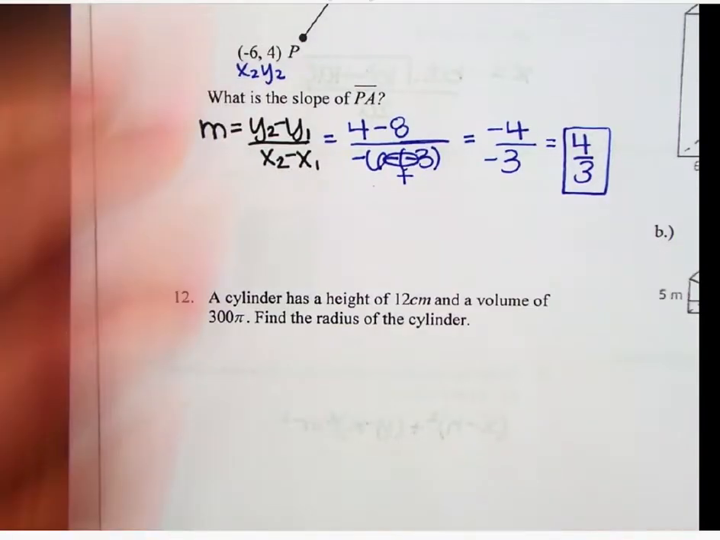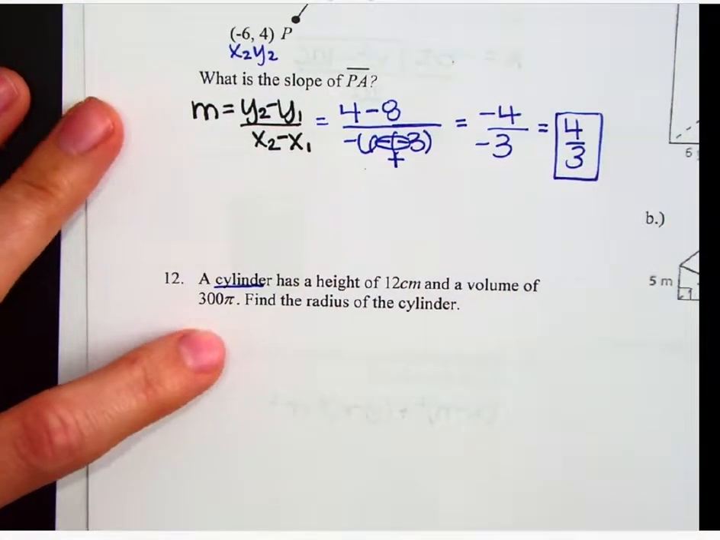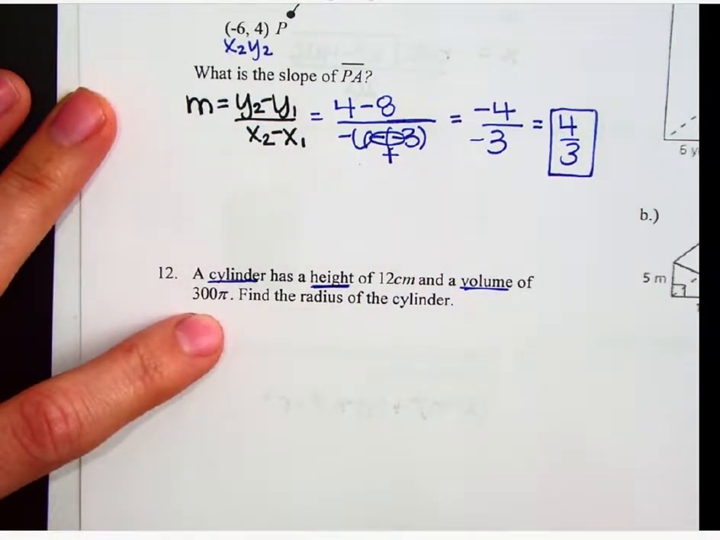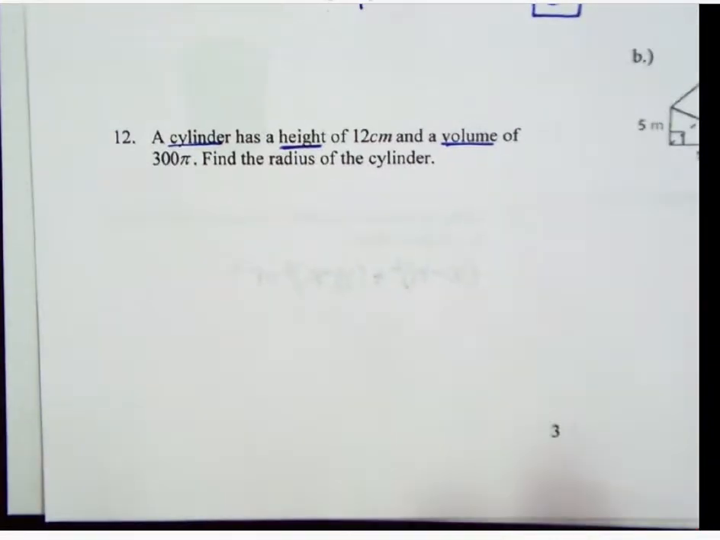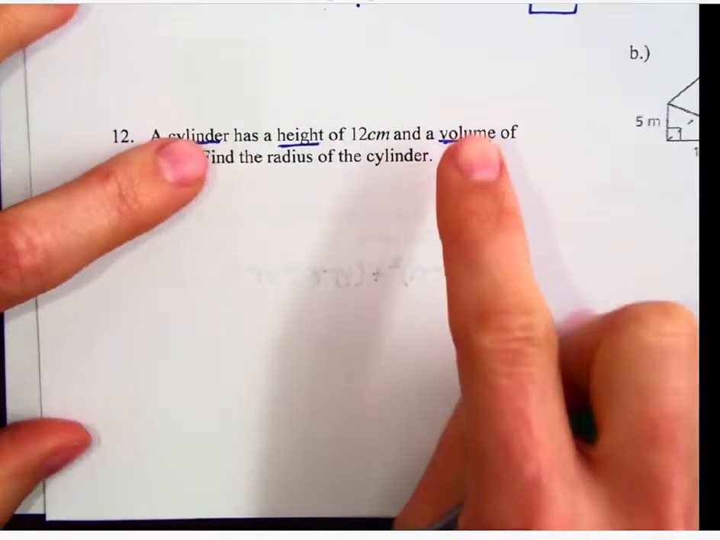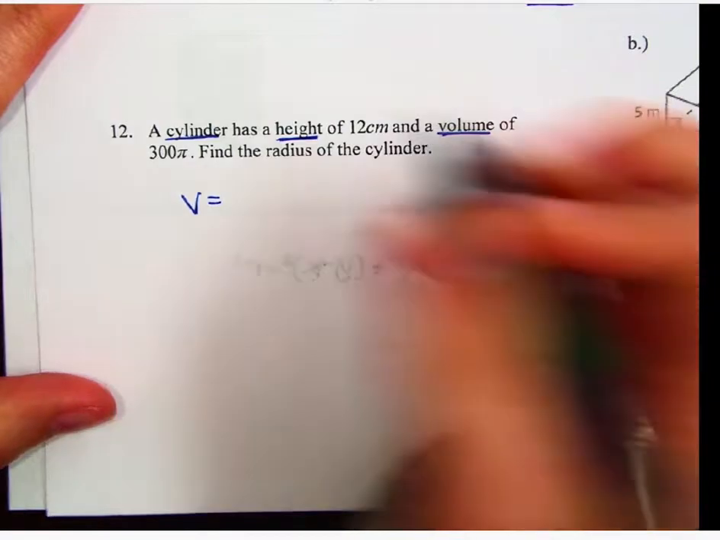Number 12, a cylinder has a height of 12 centimeters and a volume of 300 pi. We're going to use this information to find the radius of the cylinder. So the very first thing I'm going to do is write down my formula for volume of a cylinder, since that's what the information is talking about here.